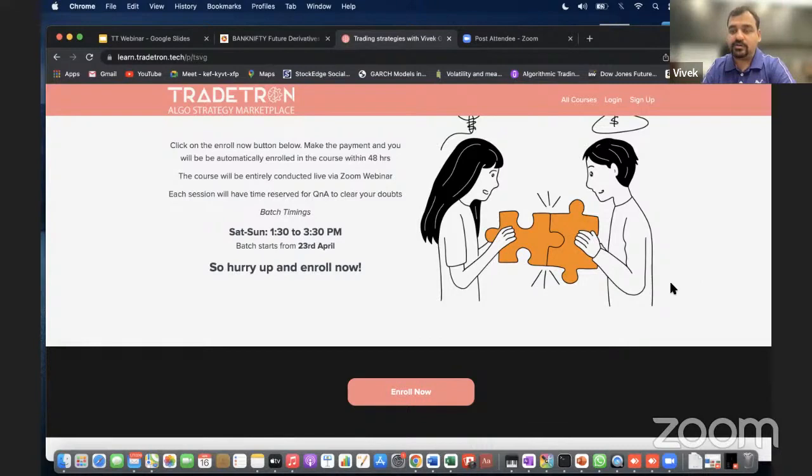All right. Another question is, can I build and backtest advanced strategies after completion of this course? So yeah, you will be able to build strategies, and of course, backtest is always a feature within TradeTron's engine itself. So yeah, you will be able to do that.